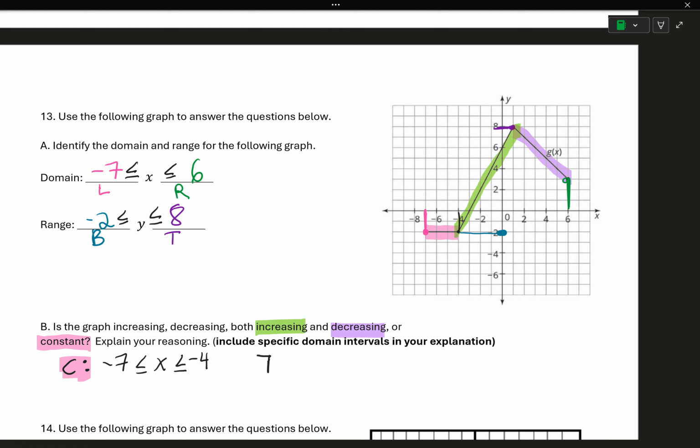Next, I'm increasing. I start from that -4 where we finished being constant. And we go all the way to 1. And then it looks like we're decreasing for our final interval. At the 1 where we stopped increasing. And we end at 6 where the graph ends.